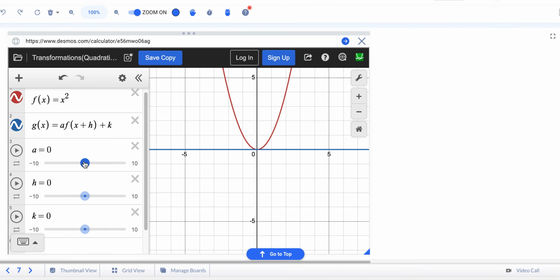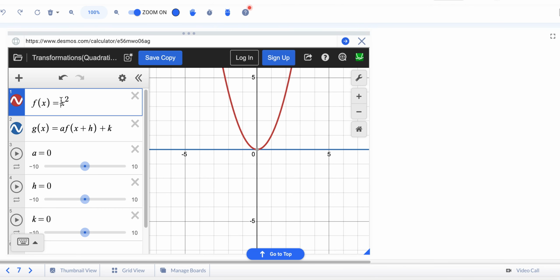Okay, so let's go back and see what happened to this h and k. This is actually my vertex. If you look at my parent function, I don't have an h and k because my vertex, as you see here, is at 0, 0. So that's why h and k disappear.